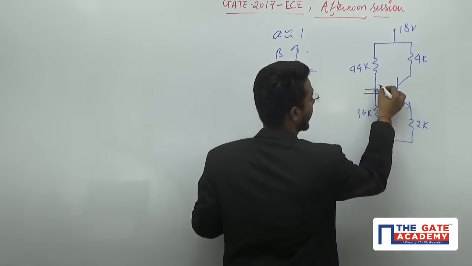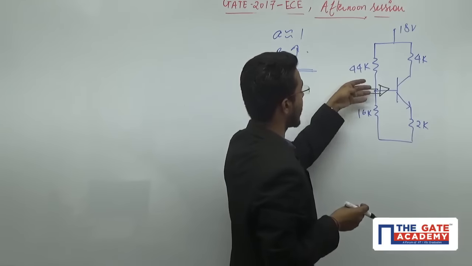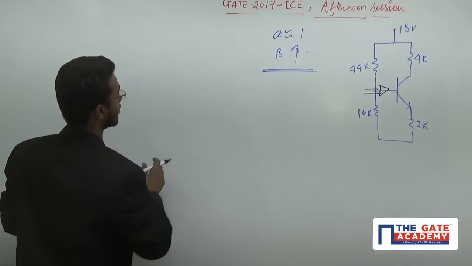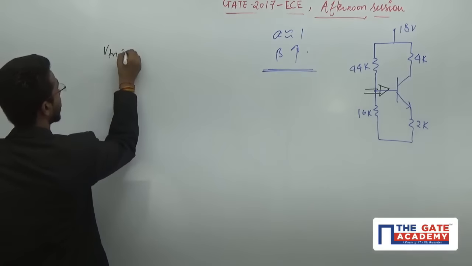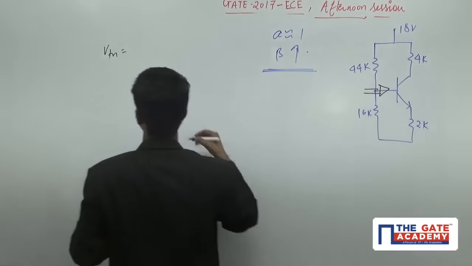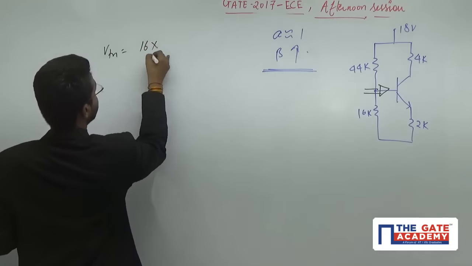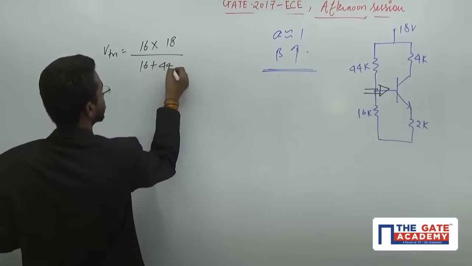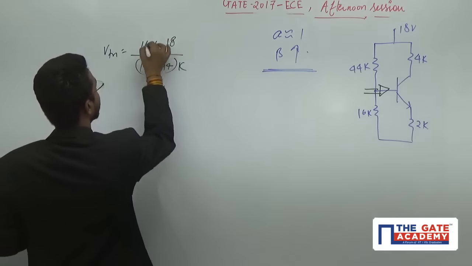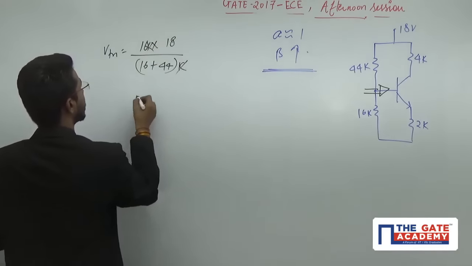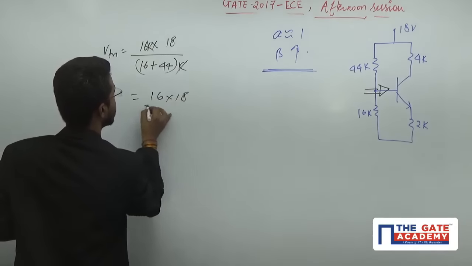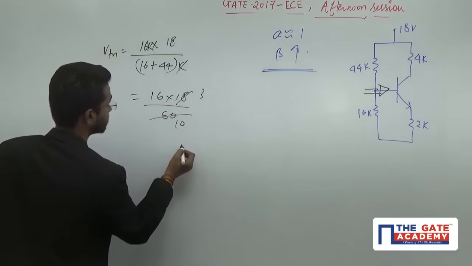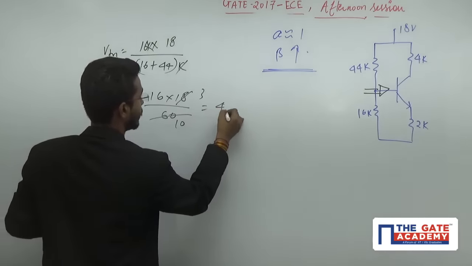For calculating the bias point, we have to calculate the Thevenin equivalent seen from here. That means we calculate VTH across this, the voltage across the 16K with respect to 18. That is 16 plus 44, in K, and K will cancel out. So 16 into 18 divided by 60, which gives 4.8 volts.